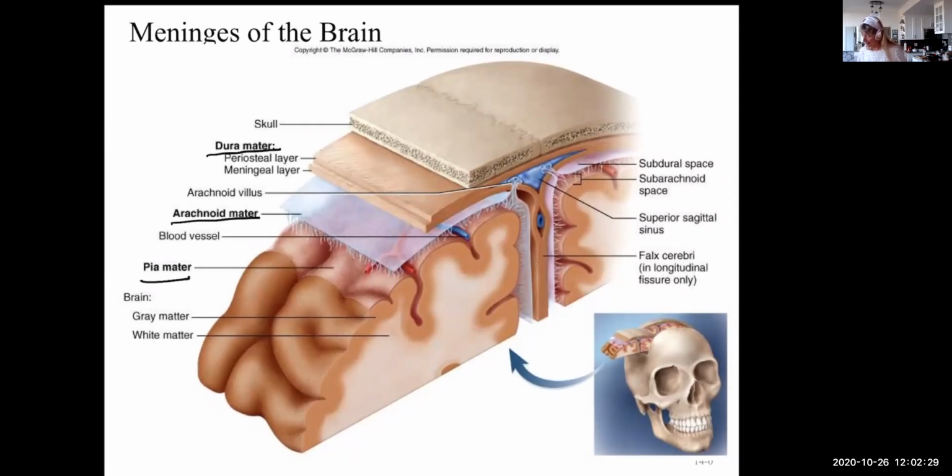The dura mater has two layers, the periosteal layer and the meningeal layer. The periosteal layer is against the bone, and there is a space in between the two layers. That's called the subdural space. The arachnoid is very similar in that there is an arachnoid network of fibers below the arachnoid mater, between arachnoid and pia mater. So the subdural space is here.